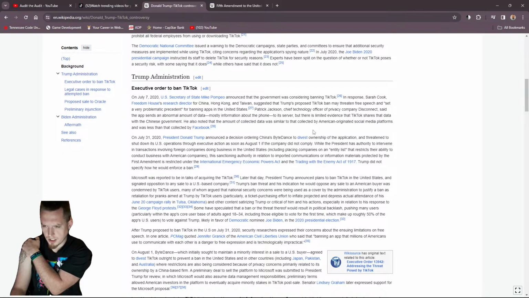For banning apps in the United States, Patrick Jackson, Chief Technology Officer for privacy company Disconnect, said the app sends an abnormal amount of data, mostly information about the phone, to its servers, but there is limited evidence that TikTok shares that data with the Chinese government. He also noted that the amount of collected data was similar to that collected by American originated social media platforms, and was less than that collected by Facebook.